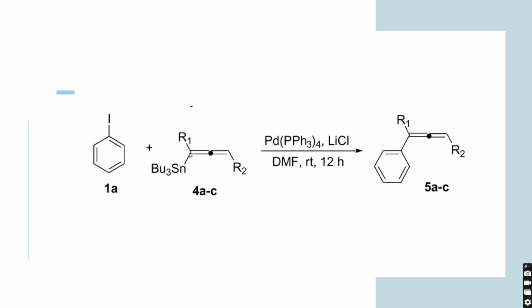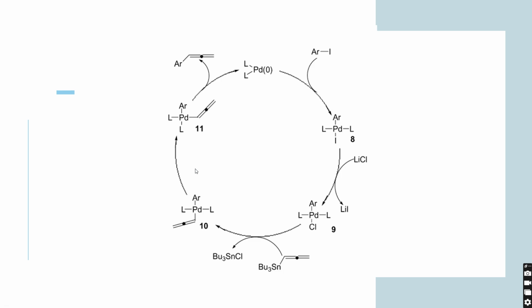If we look at the mechanism of how this allene is undergoing Stille coupling, you can see that at first the palladium, which is in oxidation state 0, will undergo oxidative addition to give you a palladium plus 2 center with aryl iodide, which is iodobenzene in our case. After oxidative addition, the lithium chloride which is added transfers the chloride to the palladium center, and you get lithium iodide as your byproduct.